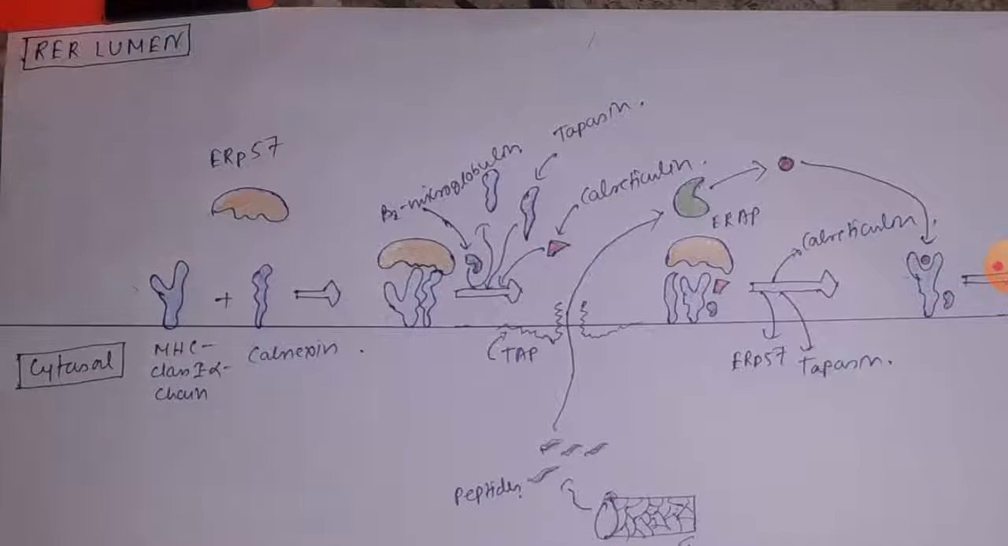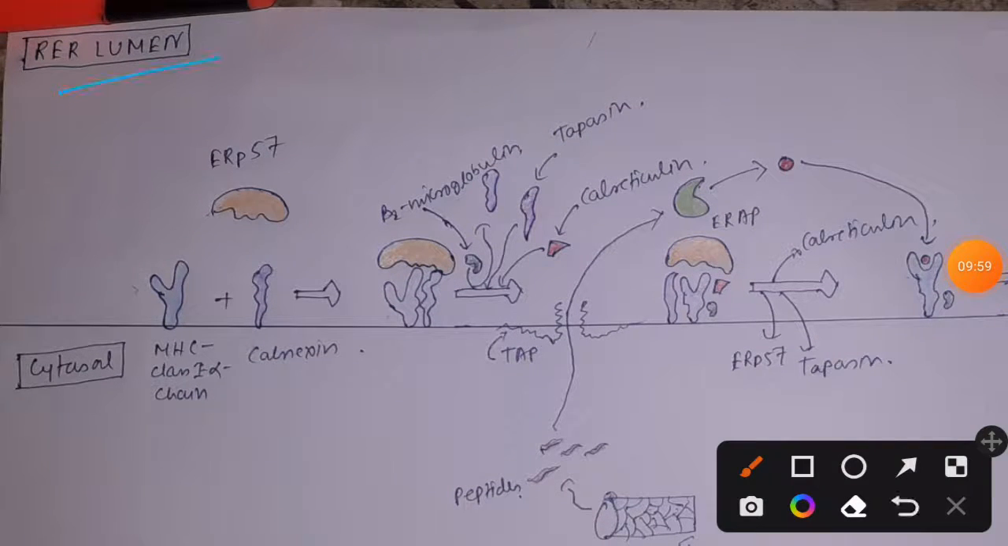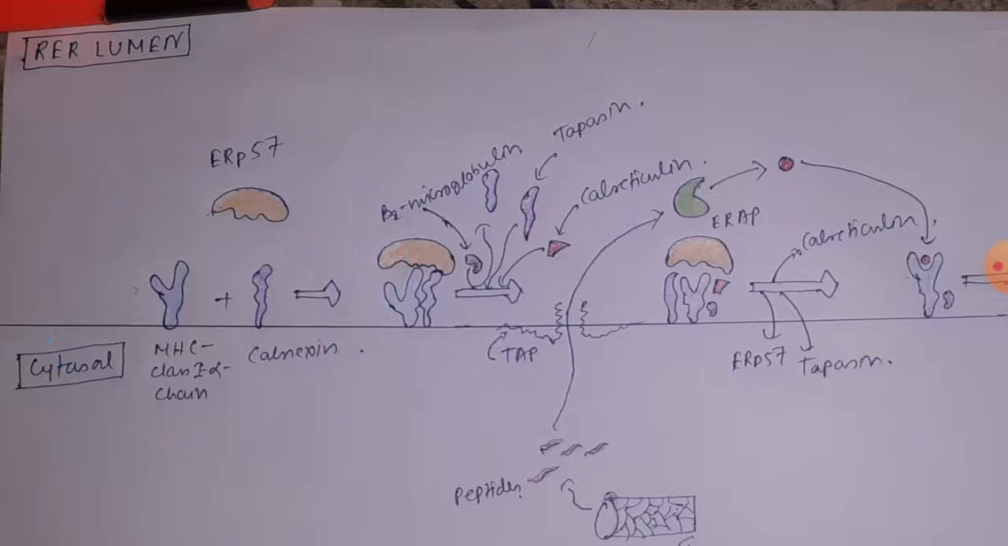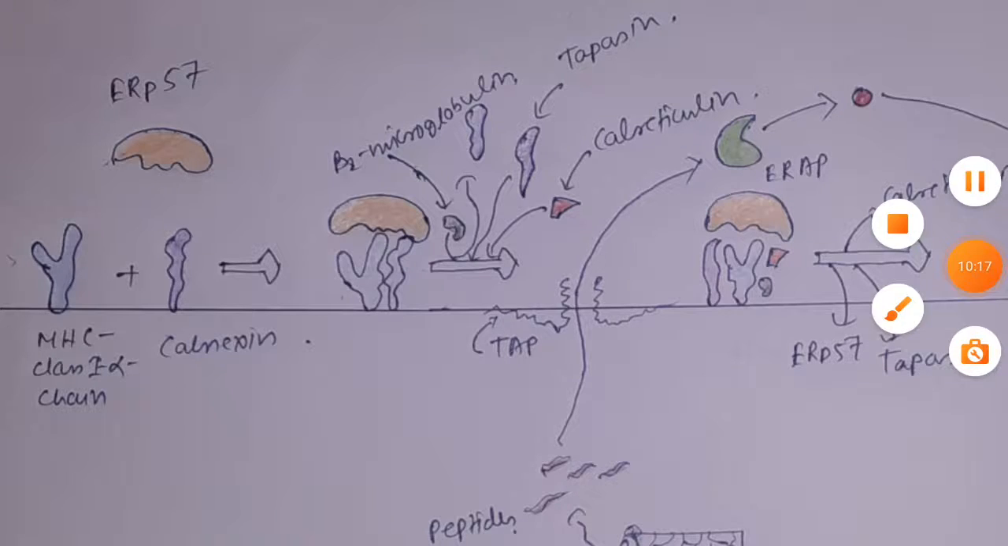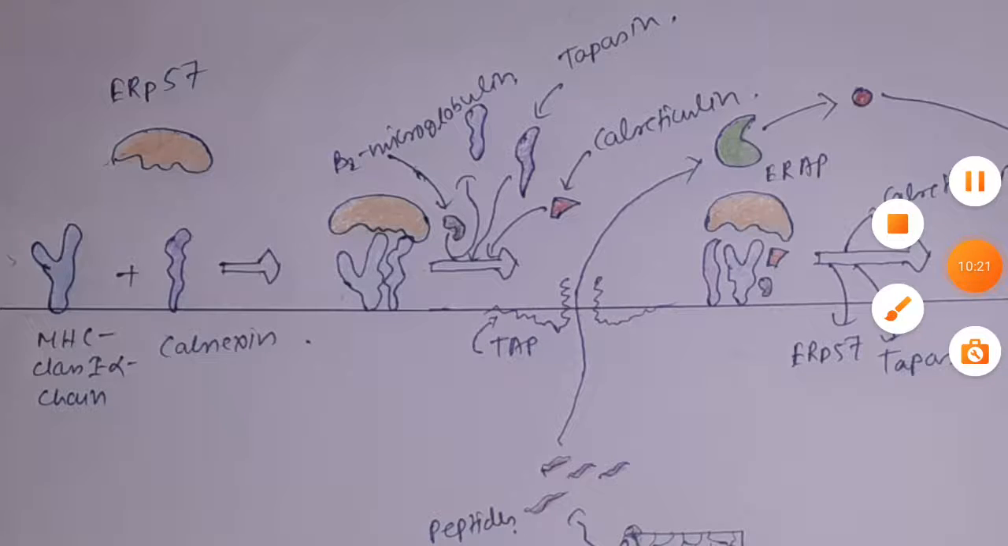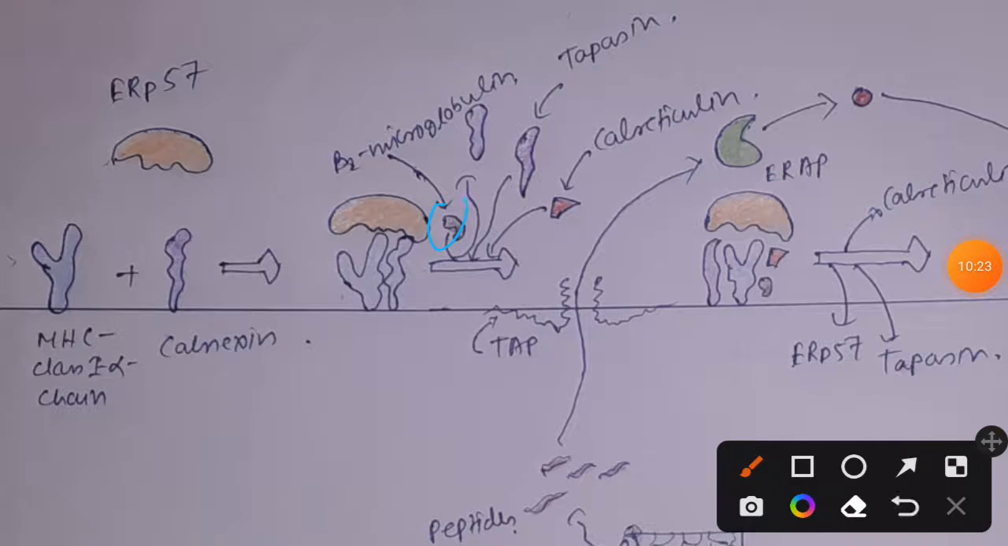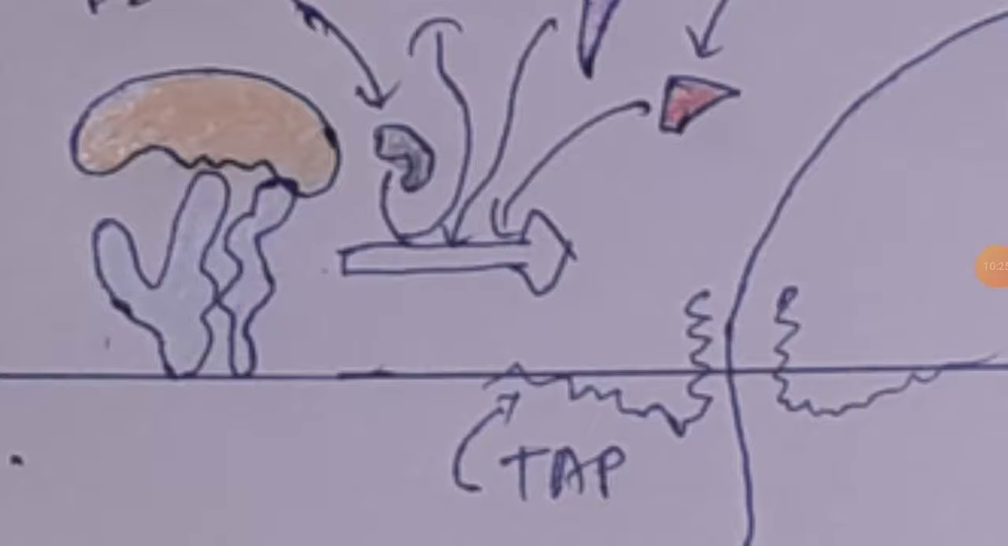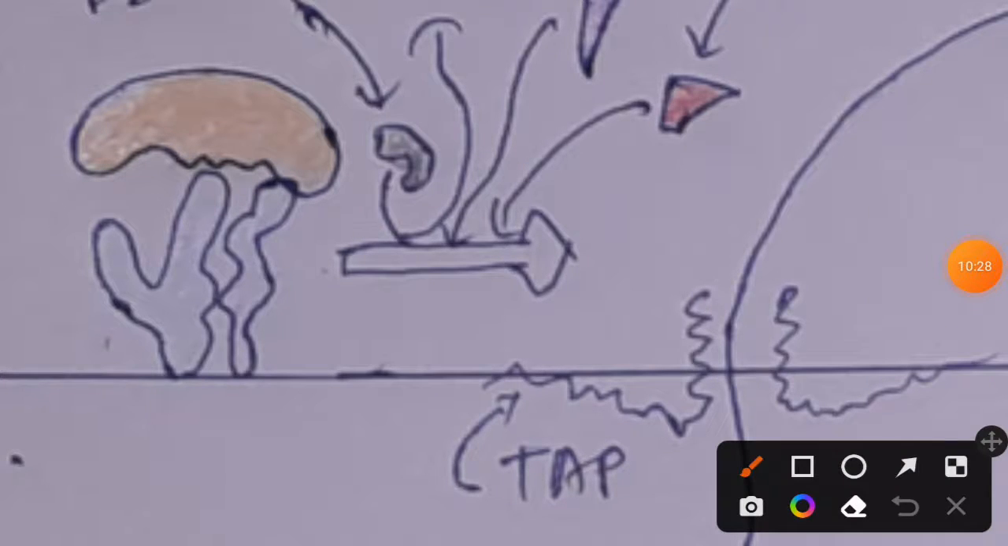And remember, the entire thing will be going on in the ER lumen. There will be nothing going on in the cytosol. The entire thing, that is the formation of the MHC class 1 molecule, will be going on in the ER lumen. Now what is going on in the cytosol I am going to talk about. So after that, beta 2 microglobulin will enter, this small black colored protein, as you can see.